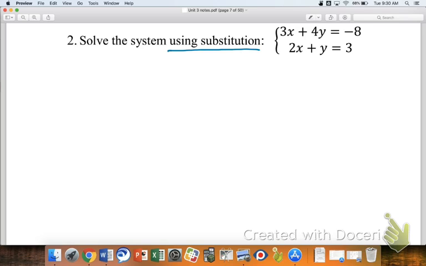Noelle? So I would say we should use the bottom one, because there's no number connected to the y. Yep. And then we can just subtract 2x to the other side, so that gets the y by itself. So y equals 3 minus 2x. I agree. So I'm going to use that relationship to help me with my substitution.